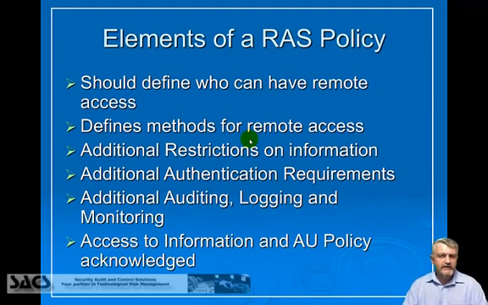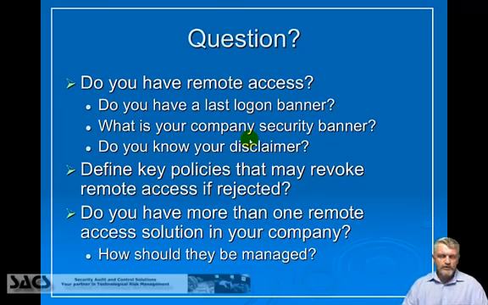Now, when we look at the remote access security policy, it should define who can have the remote access, the methods for remote access, what should be allowed, additional restrictions on the information, additional authentication requirements, additional auditing, logging, and monitoring, access to information, and acceptable use policy acknowledged, because if the user doesn't acknowledge that, he can't have remote access. Does your organization have remote access? Does it have a last logon banner? Look at that. Is there a security banner to define who's allowed and that it's only allowed for business? Are there any disclaimers, and do you know that? Document those. Define any key policies that may revoke remote access if rejected.